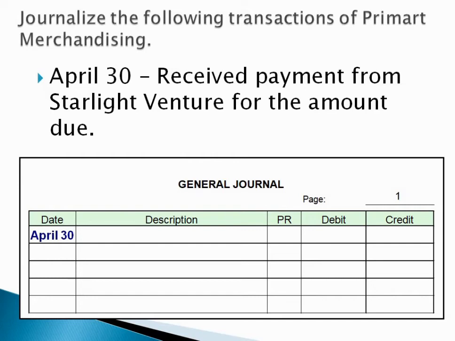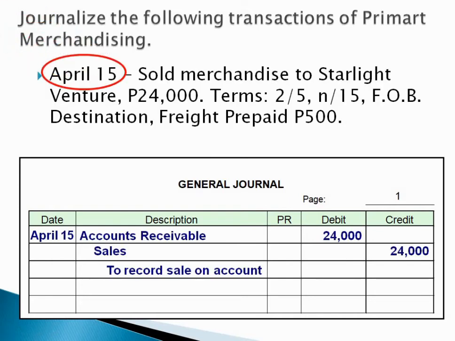Full payment was made on April 30. The sale occurred on April 15. Discount period, 5 days only. So the payment on April 30 was beyond the discount period. Therefore, Starlight was not able to avail of the discount, and we must not debit sales discounts on the journal of Primart. So only cash and accounts receivable were affected by the full payment transaction on April 30.